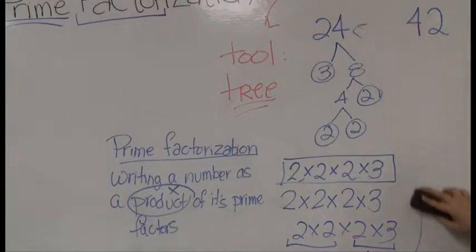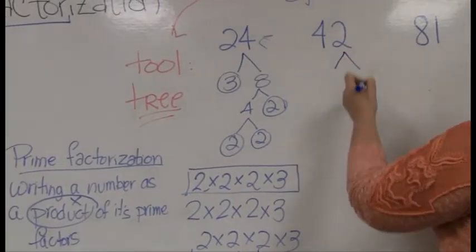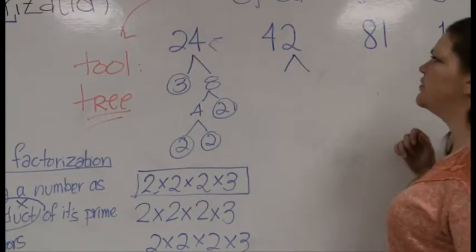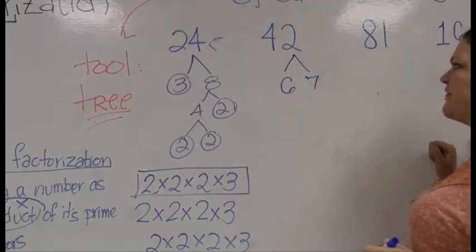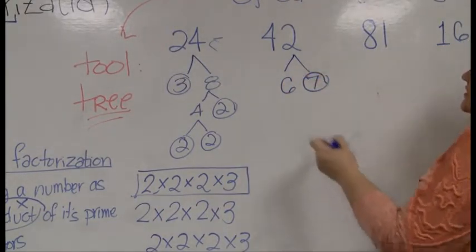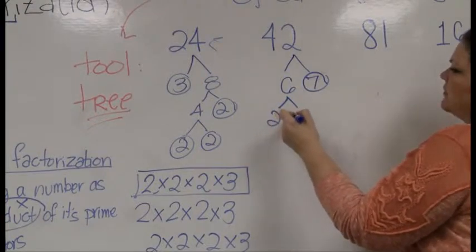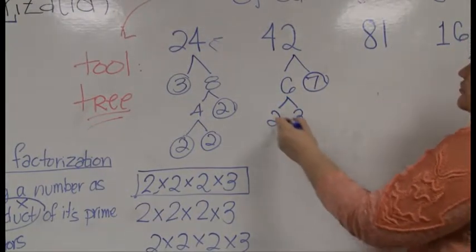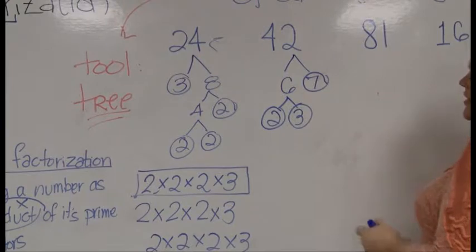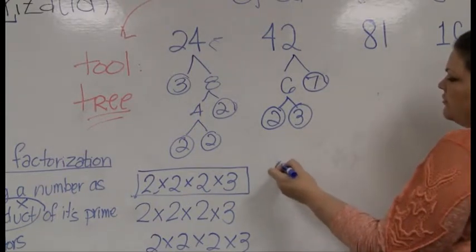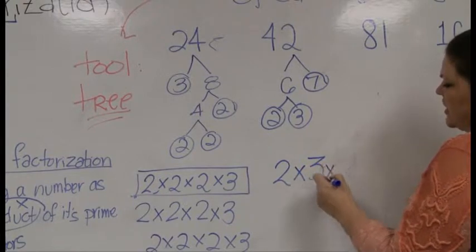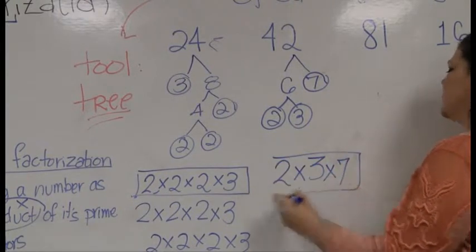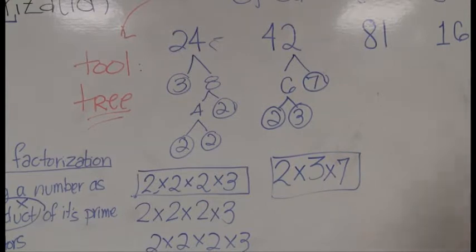So now let's try 42. Okay, so again, you can start with any facts that you know about 42. I happen to know that 42 is 6 times 7. 7's a prime, but 6 is not. And 6 is 2 times 3. Those are both primes. Again, I'm just going to write them in numeric order, smallest to largest. So I'll write 2 times 3 times 7. That's my answer. Easy, easy.